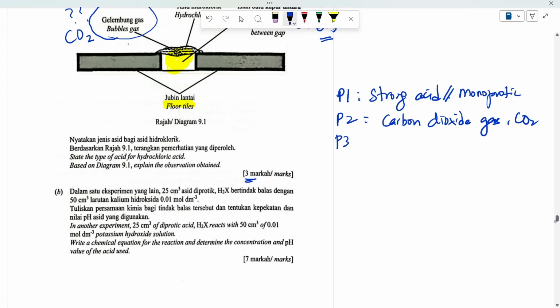Now, why does it have carbon dioxide gas released? This is because hydrochloric acid reacts with limestone. So in the exam, you can write like this: 1, 2, 3. So 3 marks, right? So 0.1, 0.2, 0.3 like this. So you label this as A. Any question? This is how you can make a higher score in the exam.